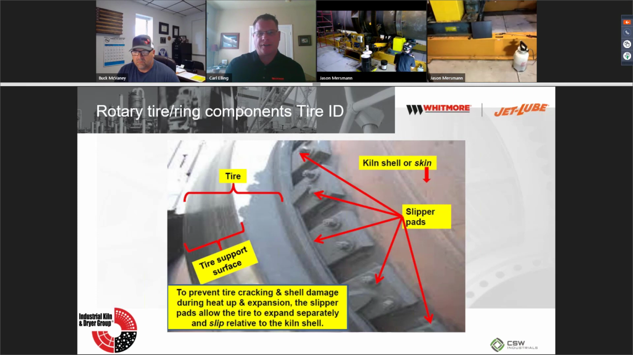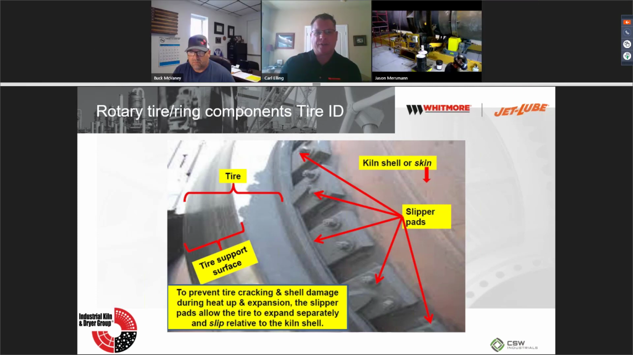The support rollers, the thrust rollers, as well as some of the bearing applications, and that'll be for both oil as well as grease. We'll go into how much grease to apply, where to apply, and all this kind of good stuff too. So hopefully this will be an informative type of discussion today.